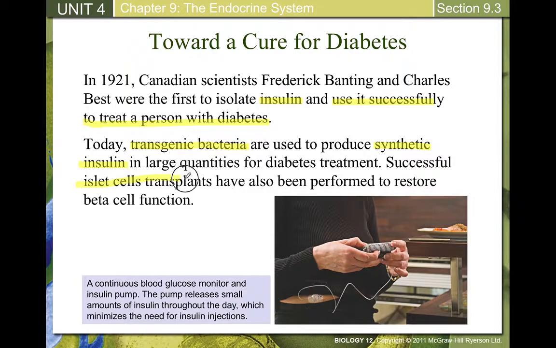Islet cell transplants have also recently been another method that we can use to treat individuals who have type 1 diabetes. Okay, so we basically help restore their beta cell functioning. So that is our lesson for the day.